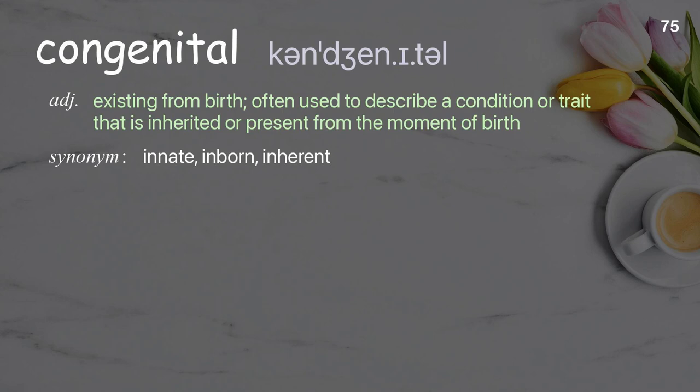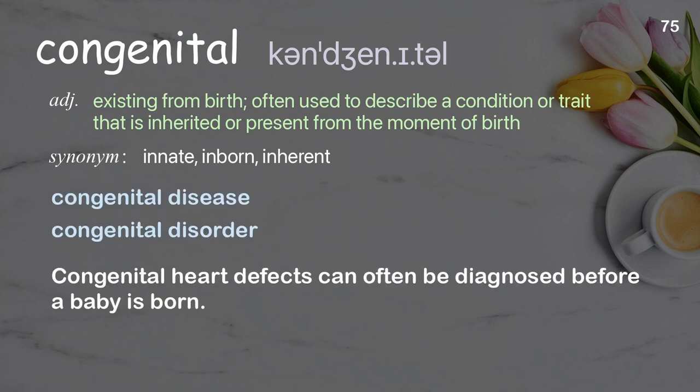Congenital: existing from birth, often used to describe a condition or trait that is inherited or present from the moment of birth. Examples: congenital disease, congenital disorder. Congenital heart defects can often be diagnosed before a baby is born.